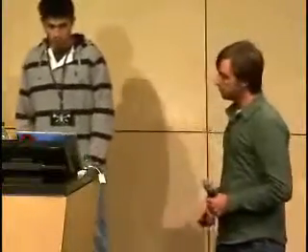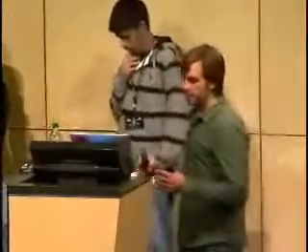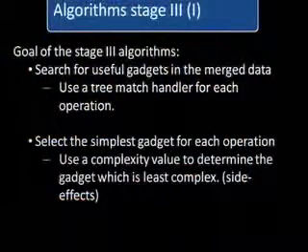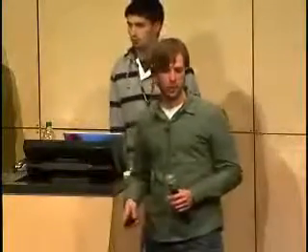After we have extracted all the semantic information from the binary, we need to find the gadgets that we are actually looking for. We're not looking for just some arithmetic we can use, but for specific things so that the Turing complete machine we are aiming for is actually achieved. What we do here is use a tree match handler for each operation that we are looking for and fuzzy match those trees against the expression trees that we have located in the binary.